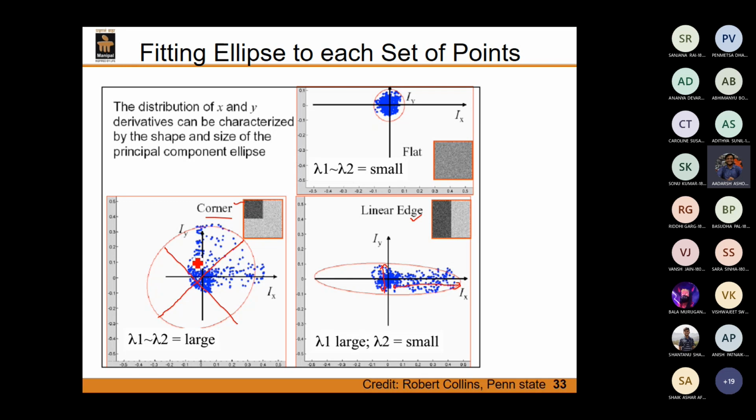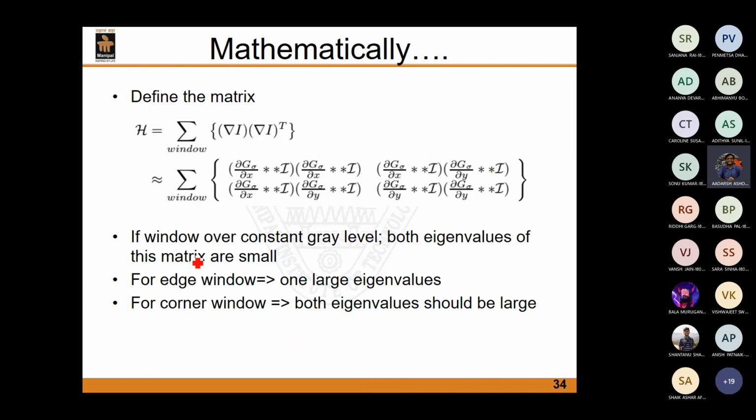So when you're trying to mathematically implement that concept, instead of fitting the ellipse and trying to find the value of the major and minor axis, what we do is we formulate that as a matrix and try to find the eigenvalues of the matrix. So we define a particular matrix, which is given as H equal to sigma along the particular window that we are considering, delta I transpose. I can expand this to get this particular matrix.